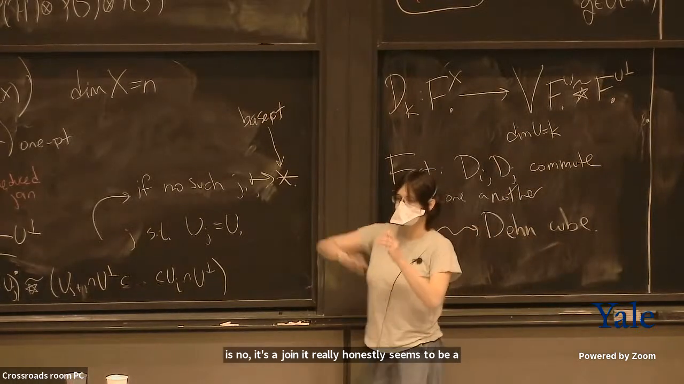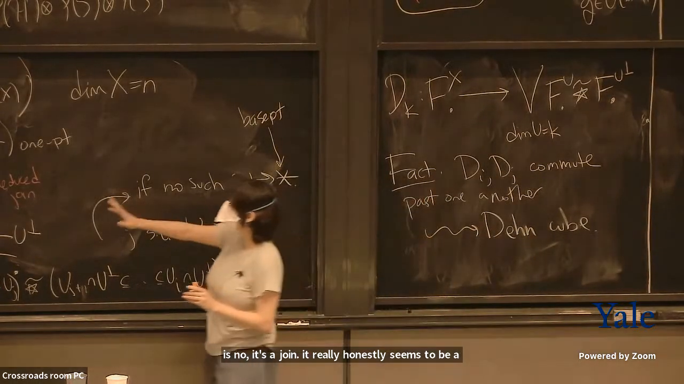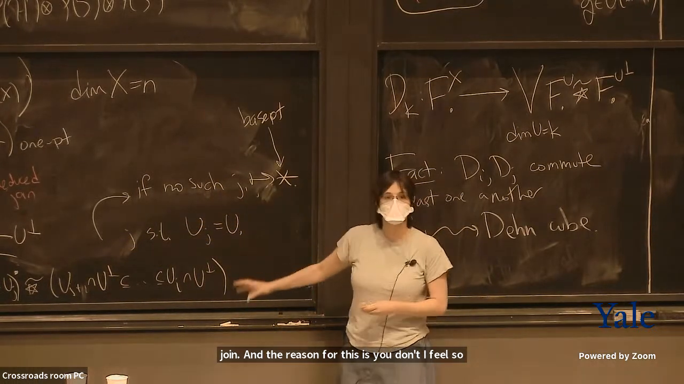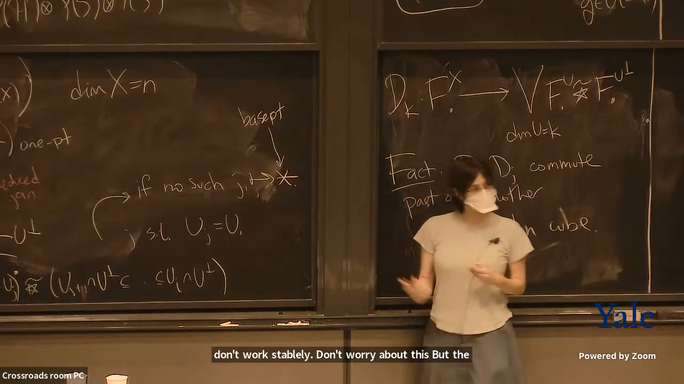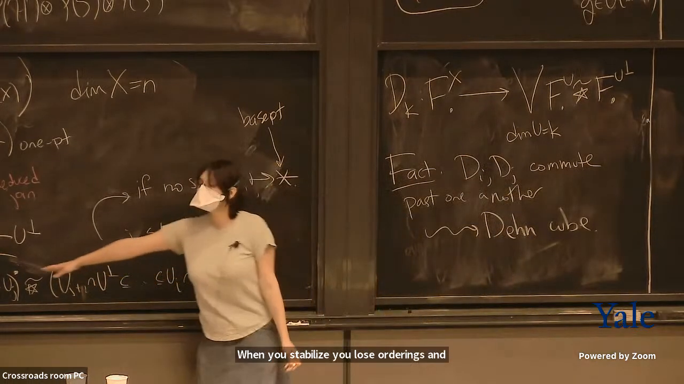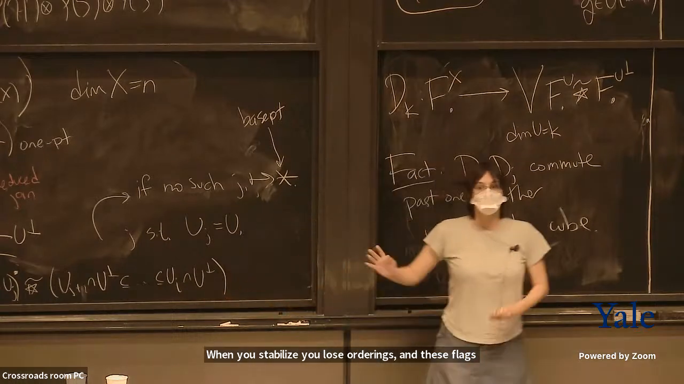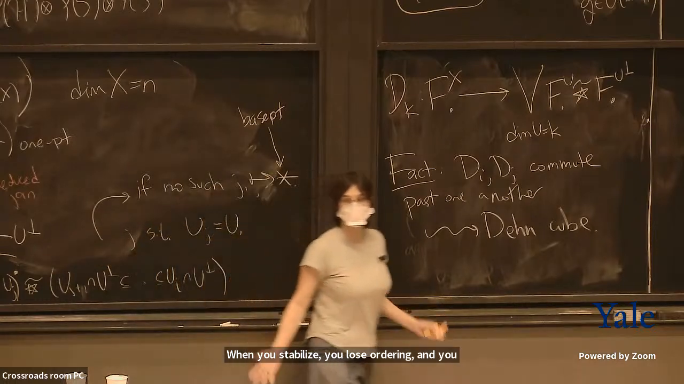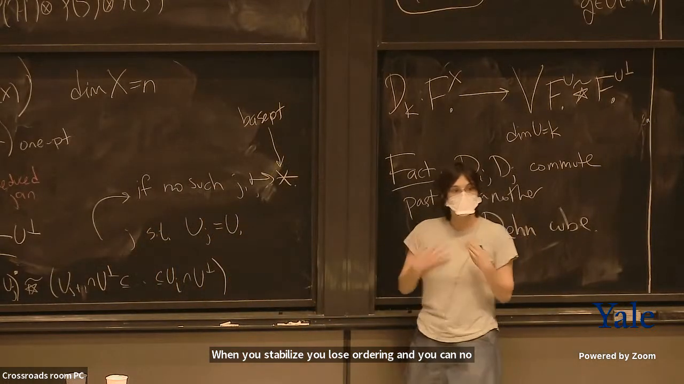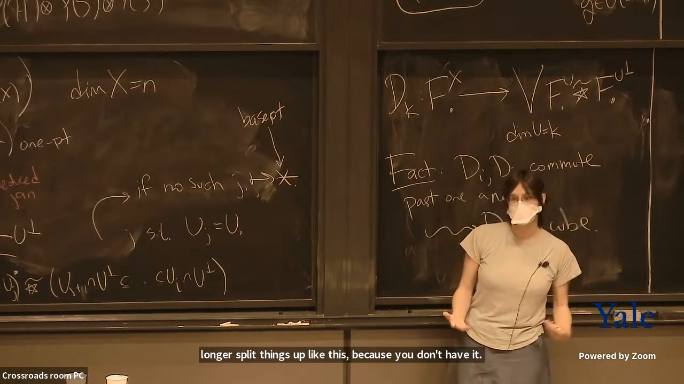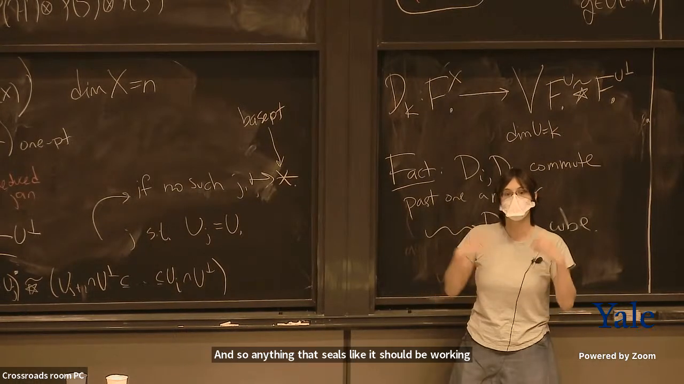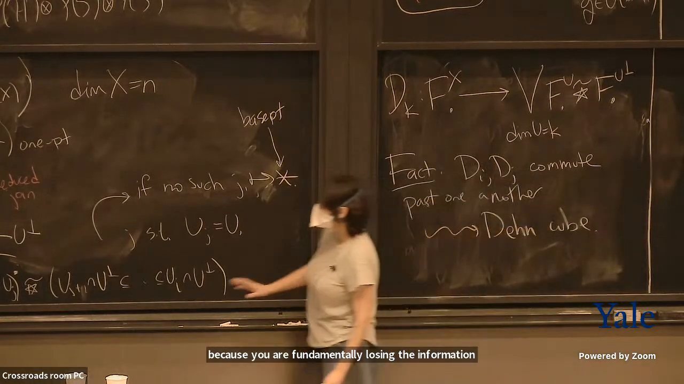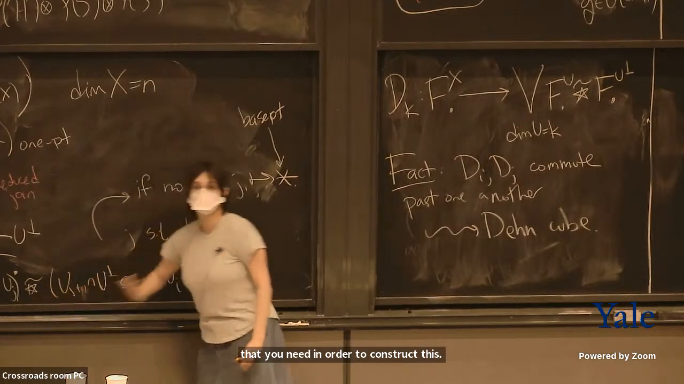And the reason for this, and if you're not a homotopy theorist or don't work stably, don't worry about this, is that the Dane invariant is an unstable phenomenon. When you stabilize, you lose orderings, and these flags are intrinsically ordered. When you stabilize, you can no longer split things up like this. So anything that feels like it should work stably, like a smash product, is not going to work, because you are fundamentally losing the information you need to construct this. As far as we can figure out, this is truly a join.